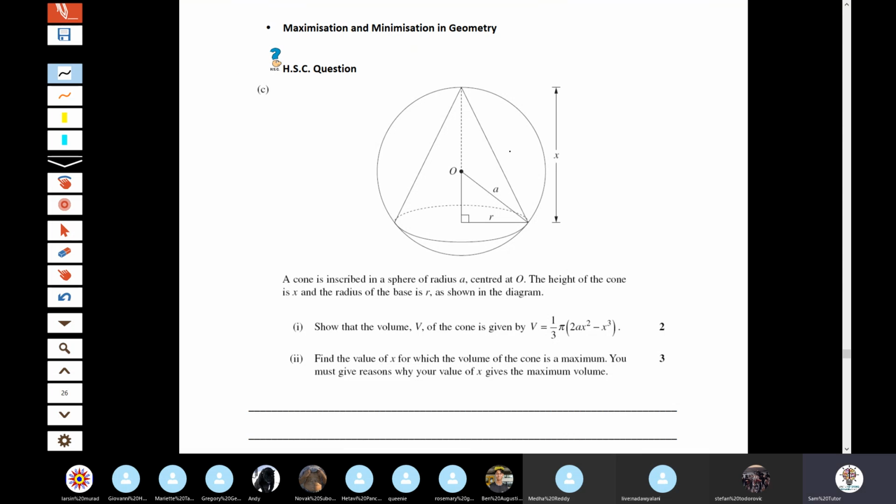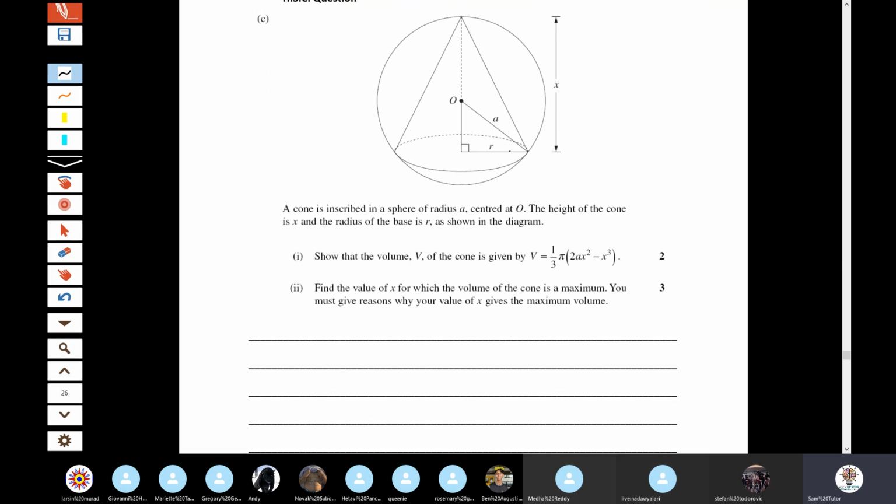The hardest ones you will get are the geometry ones because they don't have numbers. They just have letters. Let's see if we can get these out. A cone is inscribed in a sphere of radius A, centered at O. The height of the cone is X. Yep, I can see that.